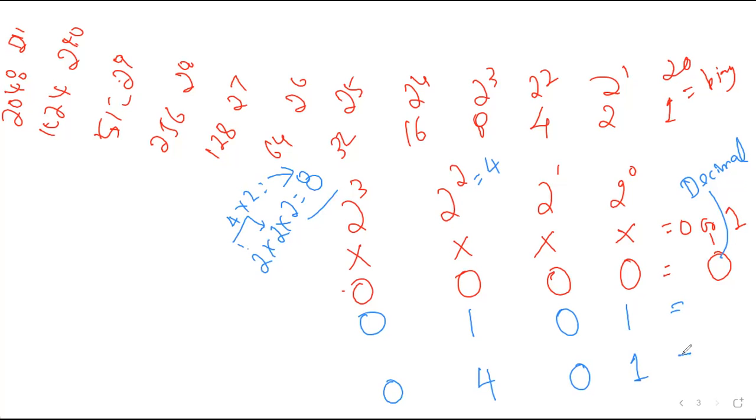So what is the output here? We will add all the numbers in between. 0 plus 4 equal to 4, 4 plus 0 equal to 4, then 4 plus 1 equal to 5. So the outcome is 5. So this is one of the easy ways to convert from binary to decimal.